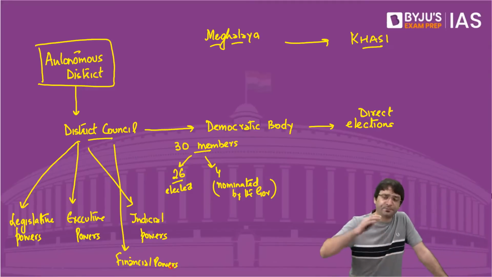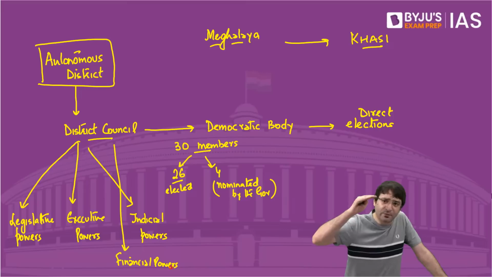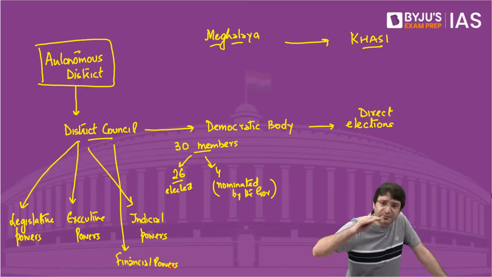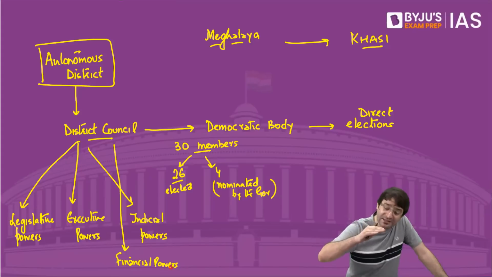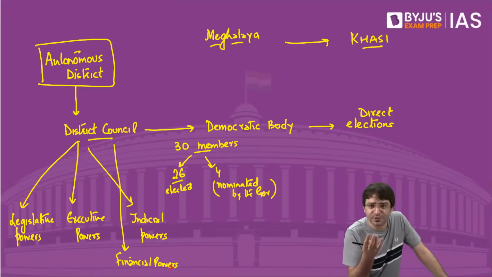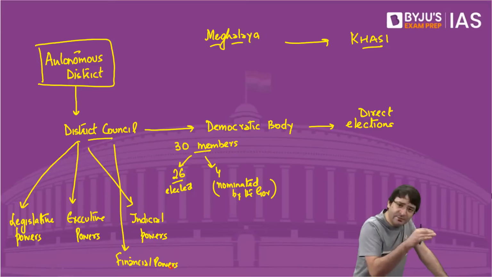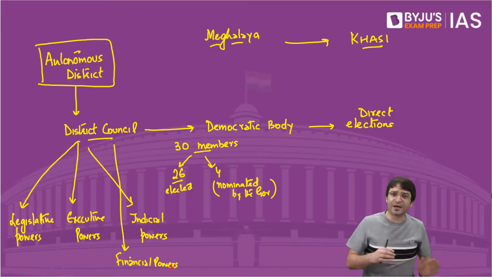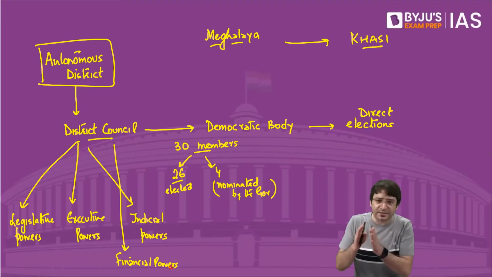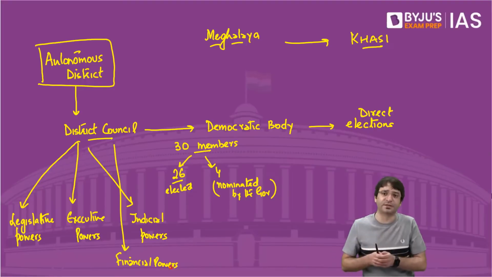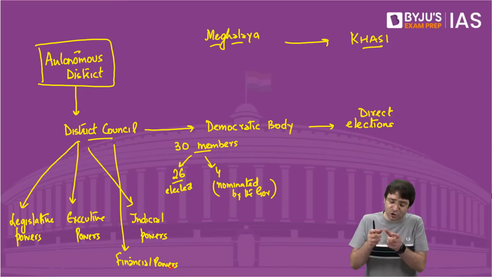Listen to me carefully. At the center, we have Lok Sabha. People of this country directly elect their MPs to Lok Sabha. At the state level, we have the state legislative assembly, where people of that state directly elect their MLAs. At the village level, we have Panchayati Raj institutions. At the city urban area level, we have municipalities, urban local bodies. But so far as these tribal areas under Schedule 6 of the Constitution are concerned, we have given them some sort of autonomy.